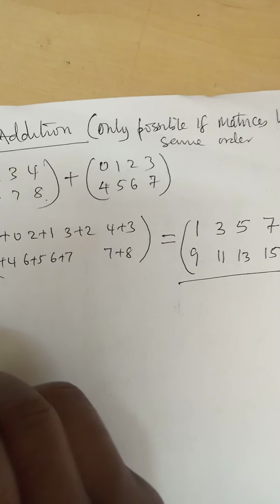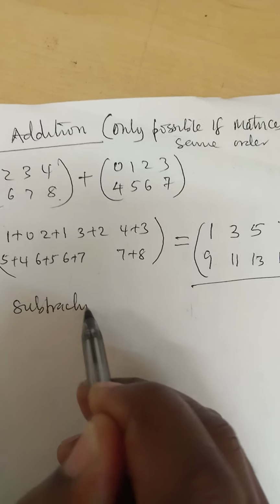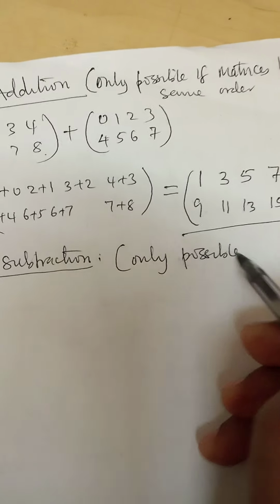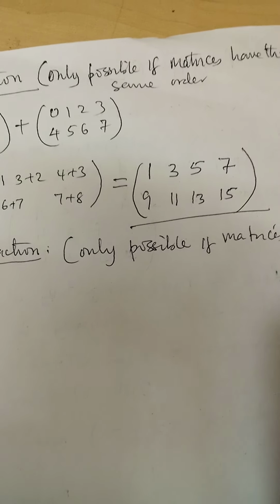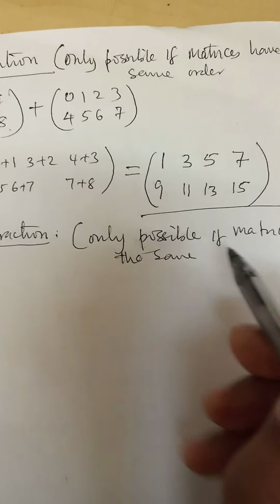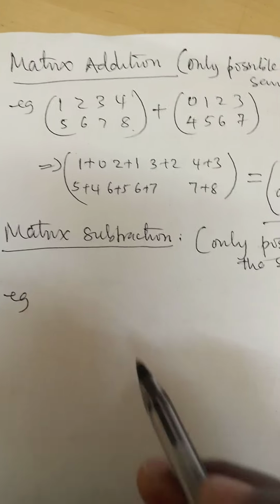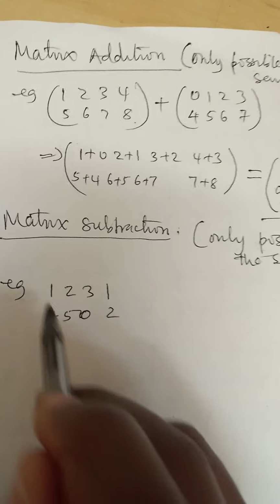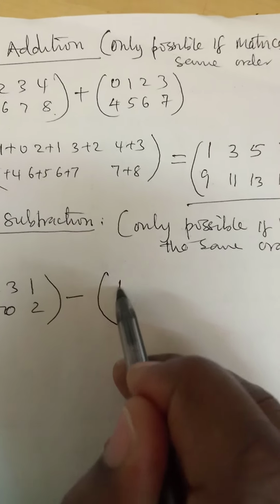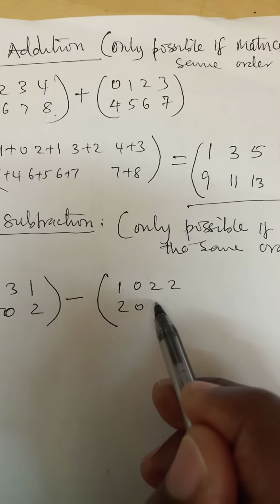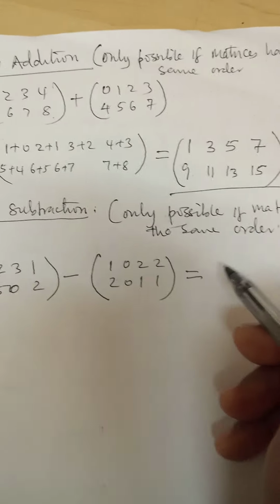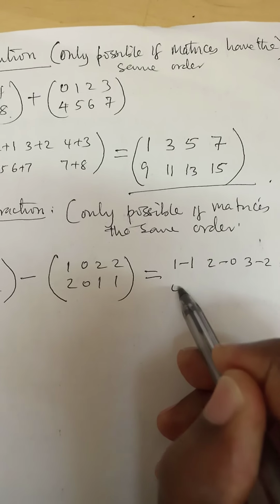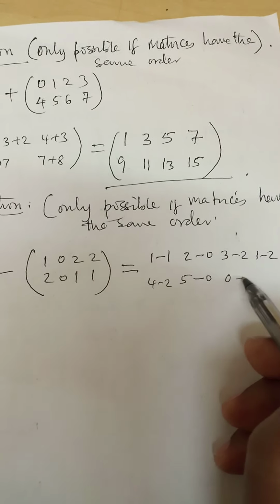Subtraction. Matrix subtraction is still the same, only possible if matrices have the same order. And we can take an example also, that if I have 1, 2, 3, 1, 4, 5, 0, 2, and I am subtracting 1, 0, 2, 2, and 2, 0, 1, 1, then my final answer would be 1 minus 1, 2 minus 0, 3 minus 2, and 1 minus 2, then 4 minus 2, 5 minus 0, 0 minus 1, and 2 minus 1.